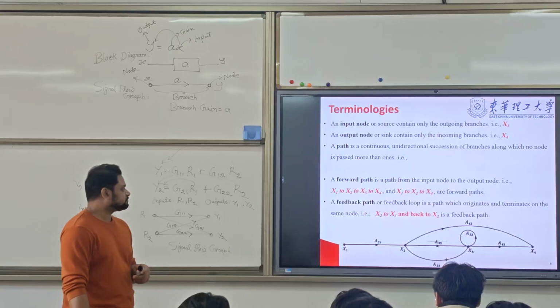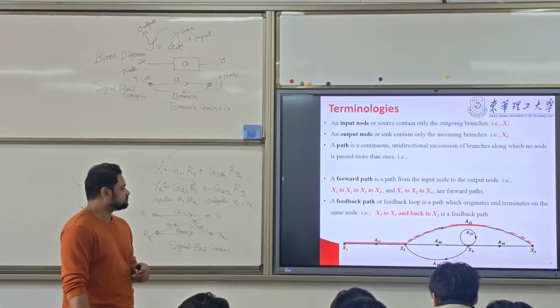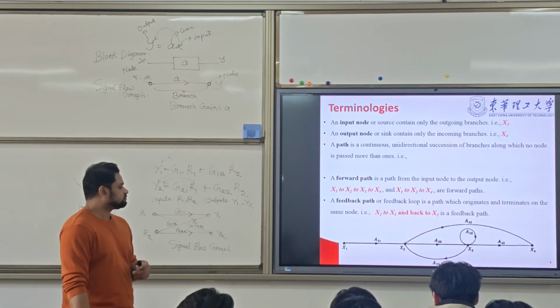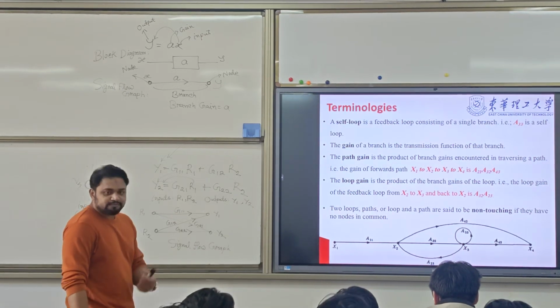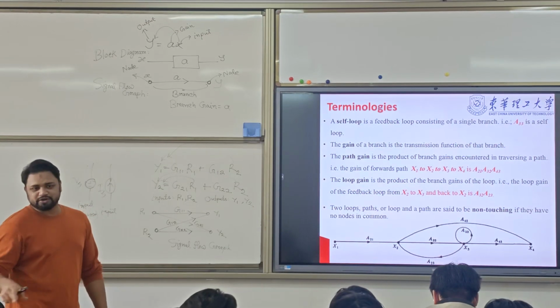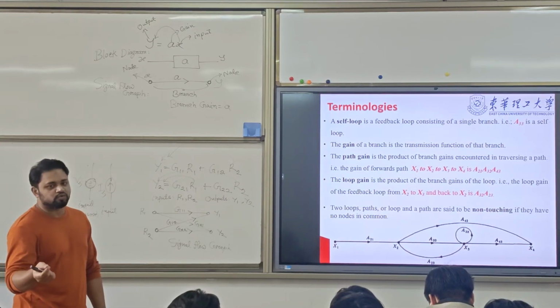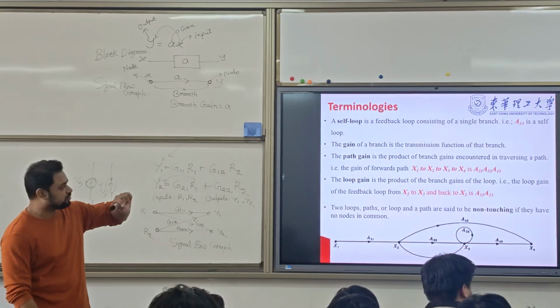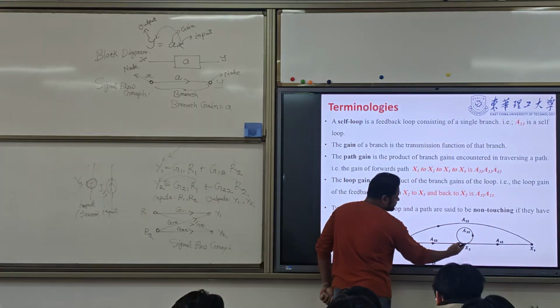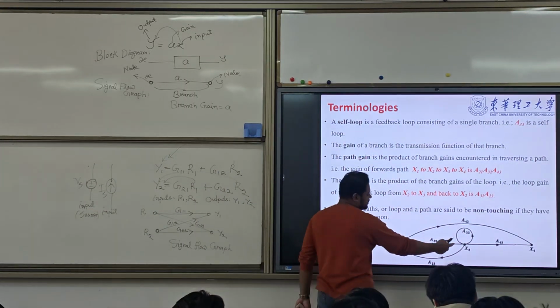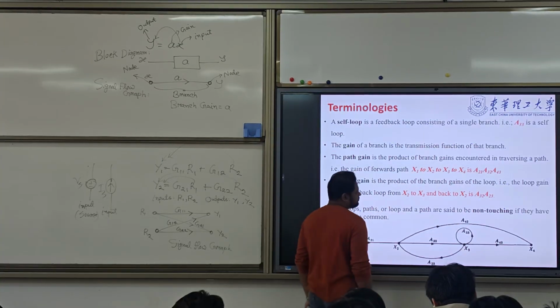So now the next one is the self loop. I already told you, the self loop will start from one point and you will end up in the same node. You will start in this one node, it will end up in the same node here. There is only one node. That is called self loop.